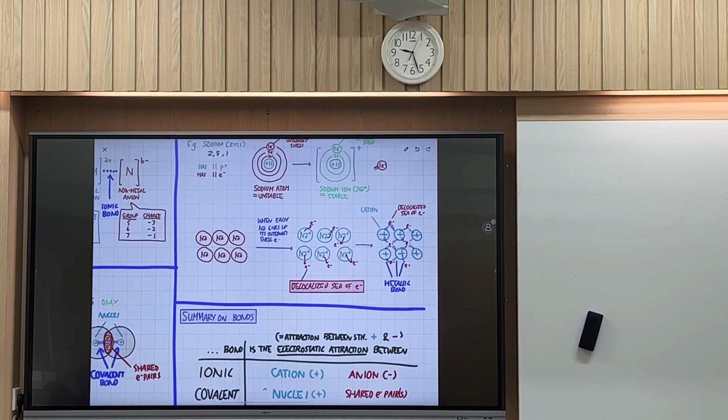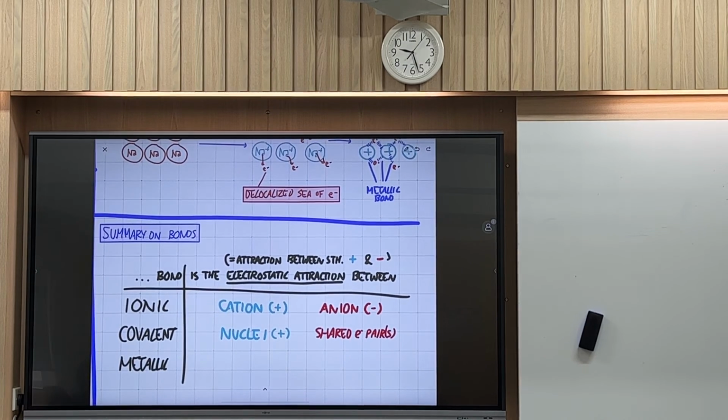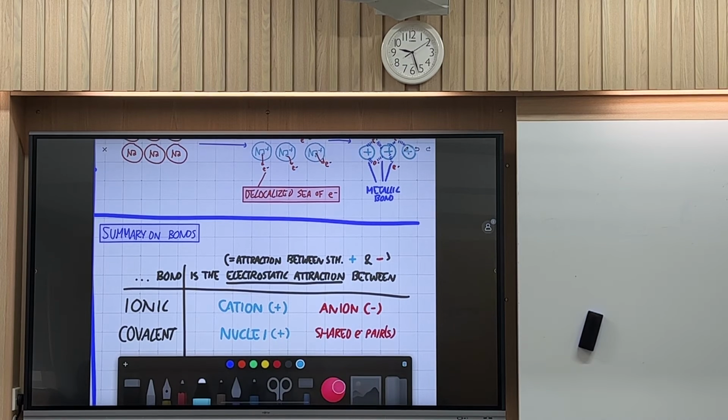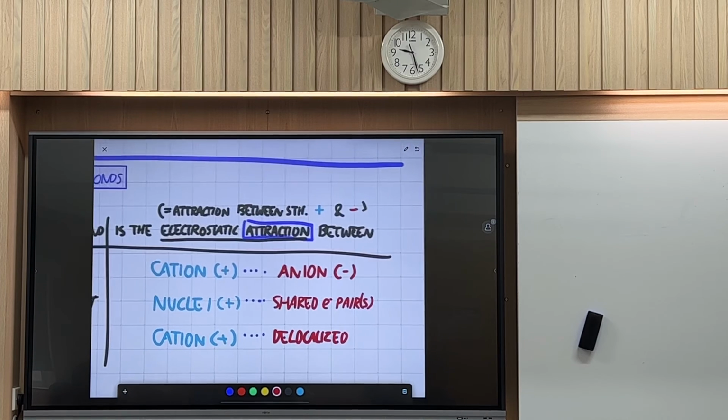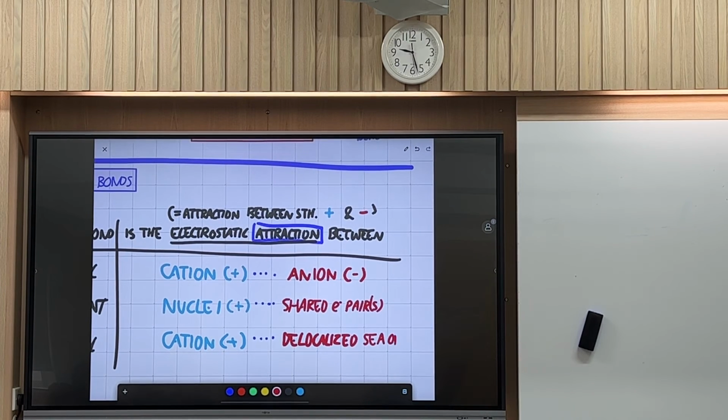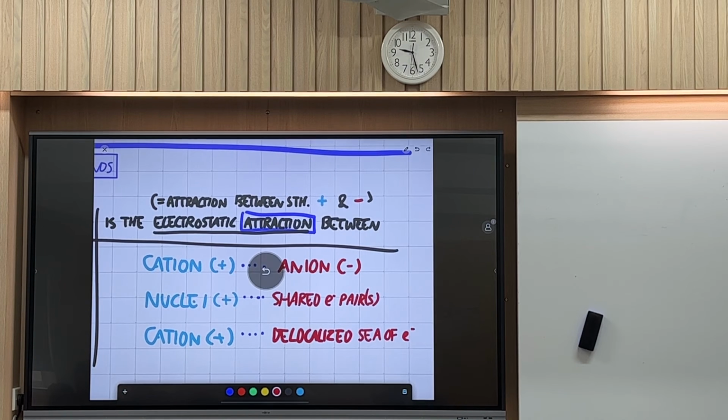There is something in common between all these bonds, that there must be a party that is positively charged and then another party that is negatively charged. As a bond has to be an attraction between these parties. Is that clear? I know this is a very difficult concept to follow at first. The localized sea of electrons. So this is negative, and so is this negative. Is that clear? Okay?